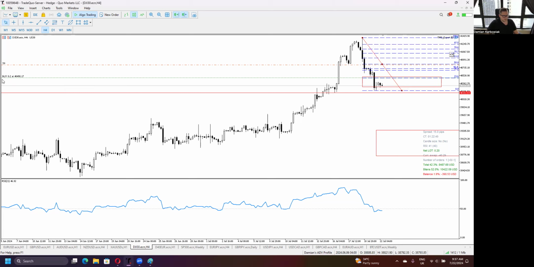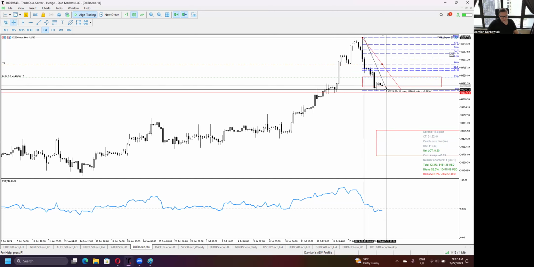That's why the lot is super small. Also, the lot is super small because this down movement is only about 1,000 pips. So it's still a little for Dow Jones.